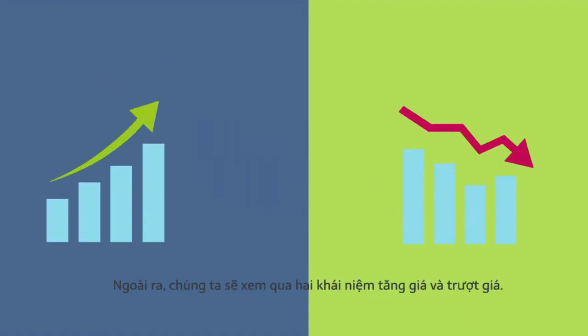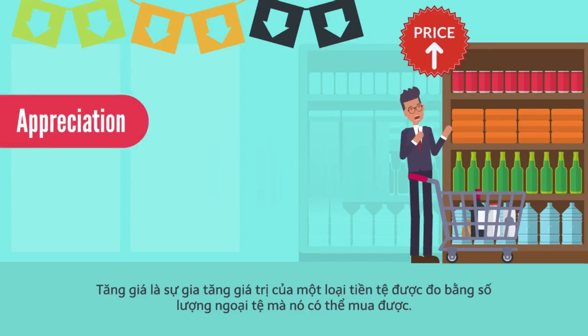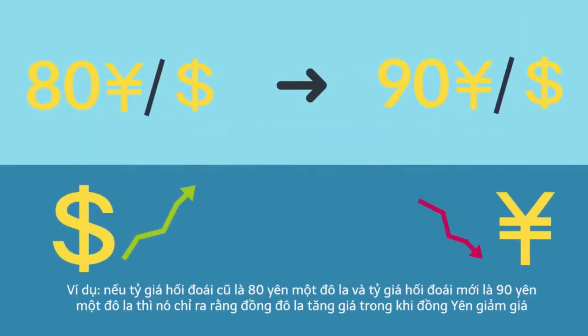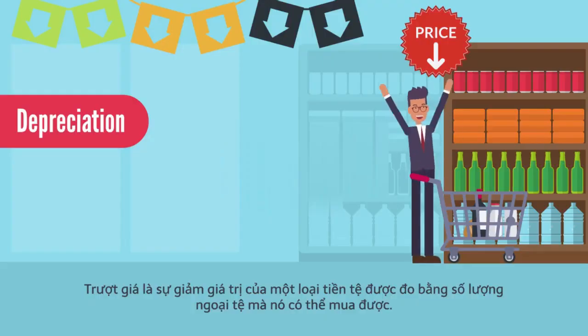In addition, we will demonstrate the two concepts of appreciation and depreciation. Appreciation, also known as strengthening, is the increase in the value of currency as measured by the amount of foreign currency it can buy. For example, if an old exchange rate is 80 yen per dollar and the new exchange rate is 90 yen per dollar, it indicates that the dollar appreciates while the yen depreciates.